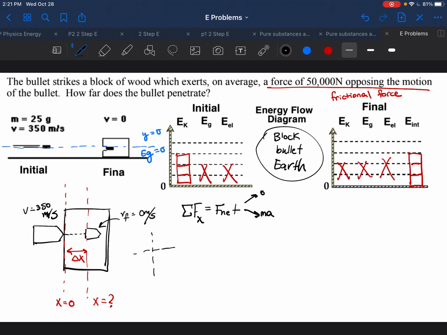If we were to draw a force diagram for the bullet, once it hits the block, it has the frictional force acting on it, which is the block pushing back on it. It's got a force of gravity downward, and it's got a couple of normal forces acting on it as well. But the only thing we're concerned about is this force here. The force of gravity doesn't really matter because we're talking about the x direction.